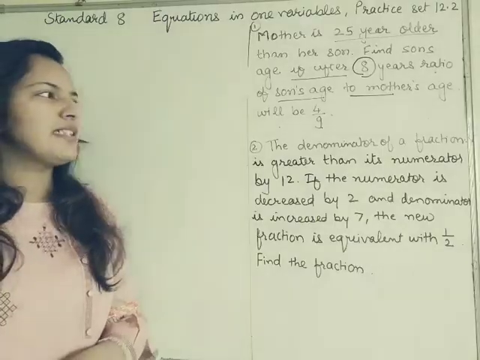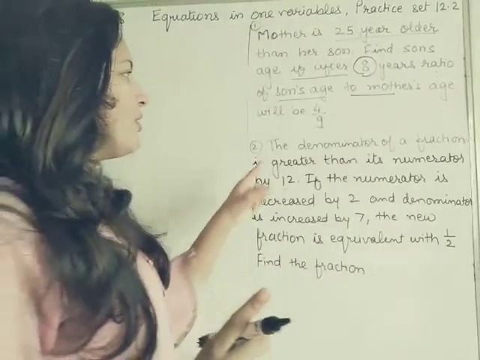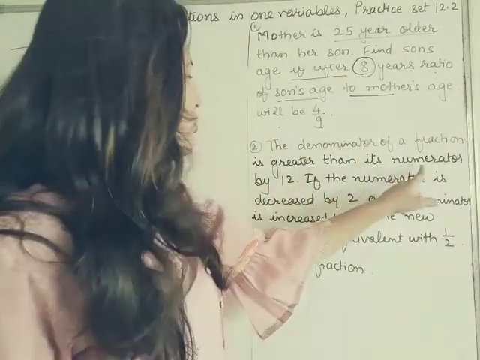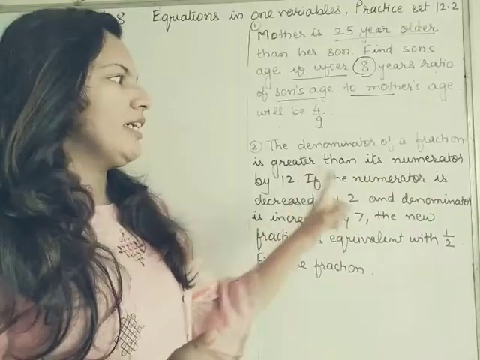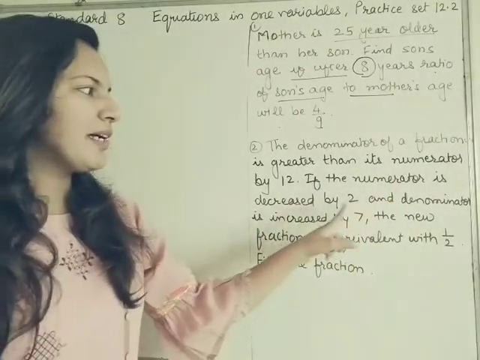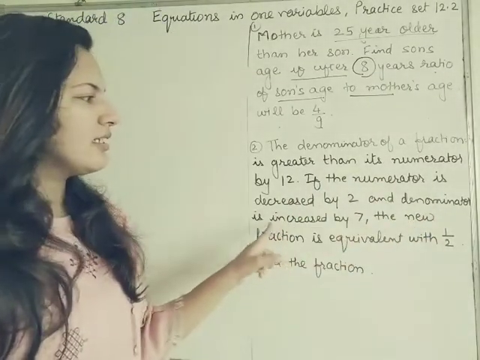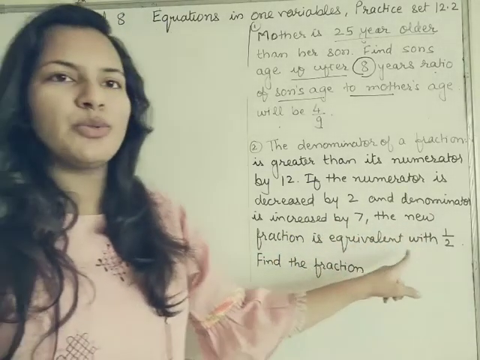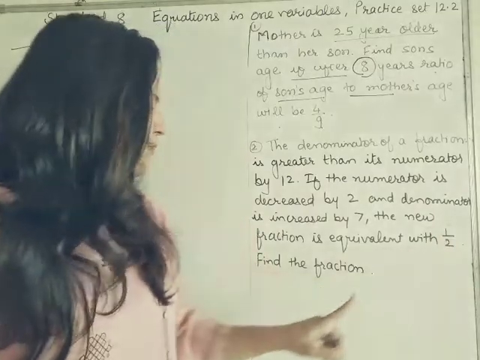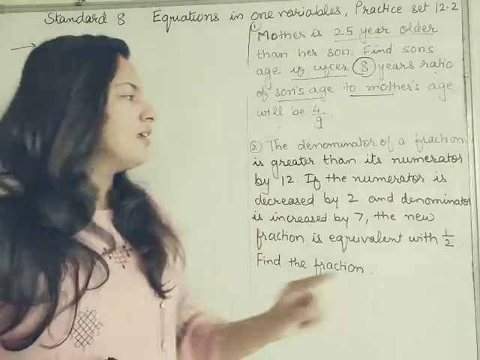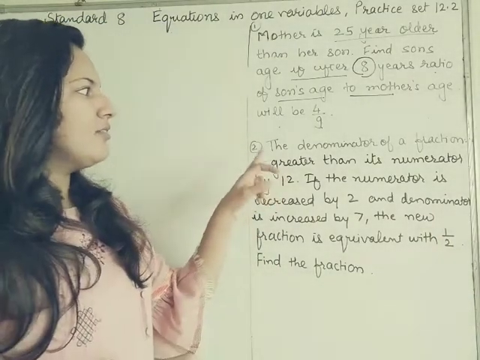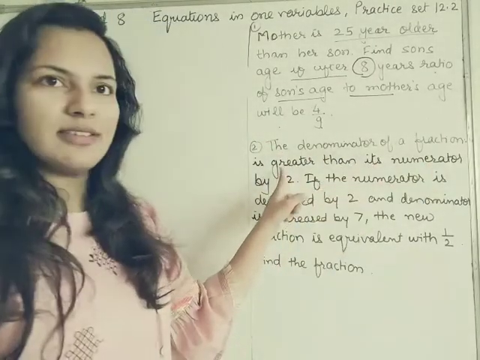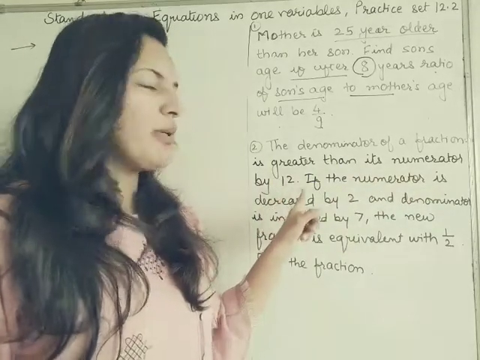Okay, let's start with the second problem. I'll read out the problem for you. The denominator of a fraction is greater than its numerator by 12. If the numerator is decreased by 2 and the denominator is increased by 7, the new fraction is equal to 1 by 2. So find the fraction. Okay, so let's read the first statement again. The denominator of a fraction is greater than its numerator by 12.